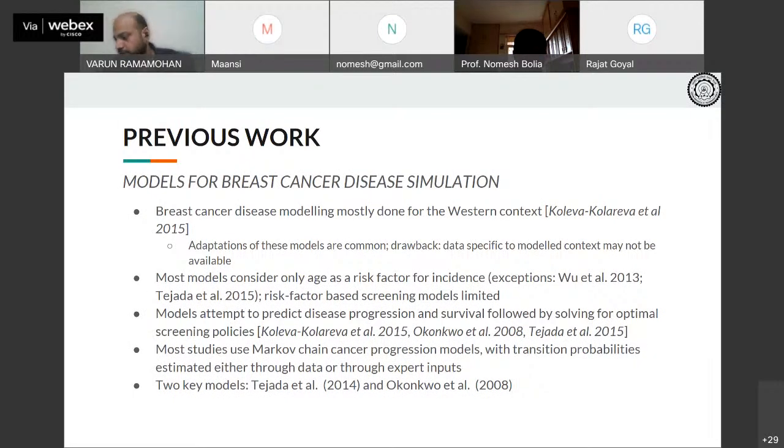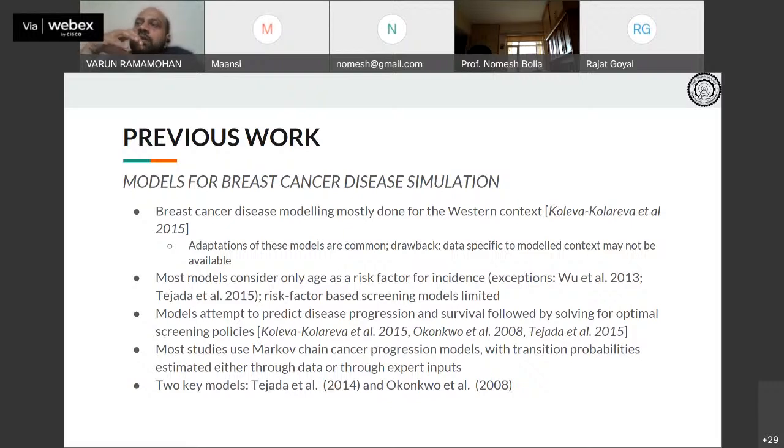I think I've already spent like half an hour talking about this, so I'm not going to spend too much more time talking about the previous work. I'll move on to the model itself. But the main thing to state here, as far as previous work is concerned, is two things, right?